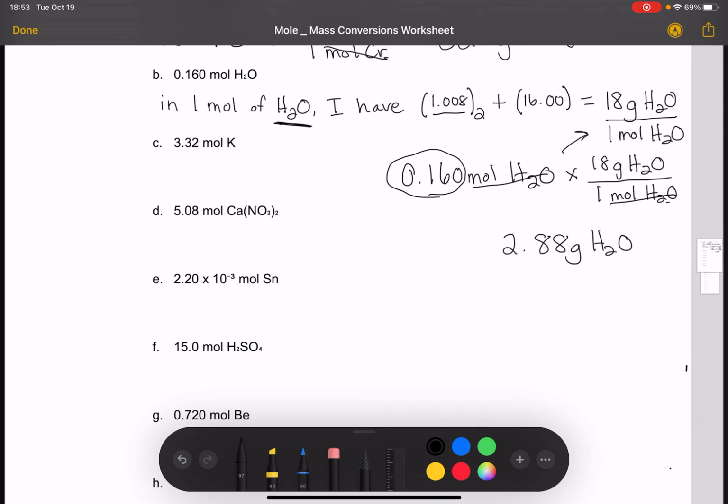Now let's take a step back and see if that makes logical sense. If 1 mole of H2O is 18 grams, then I know that since 0.160 is way less than 1, it's a sixth of 1, then I know that we're going to have less than 18 grams. All right? I hope that makes sense. So let me erase this.